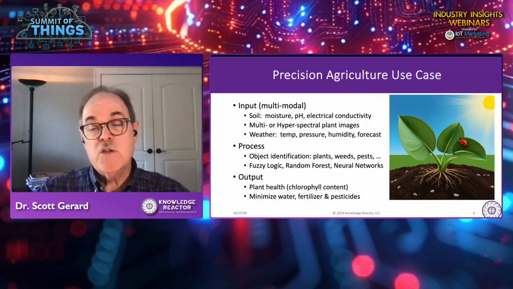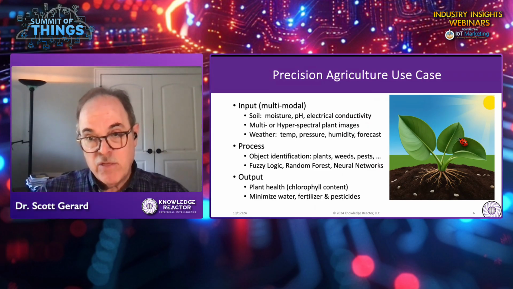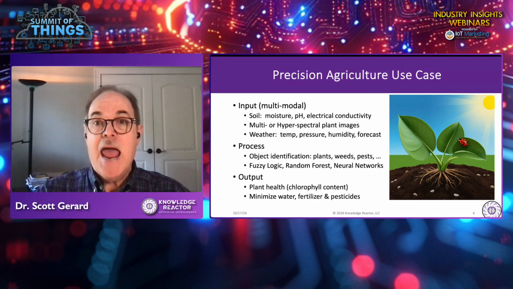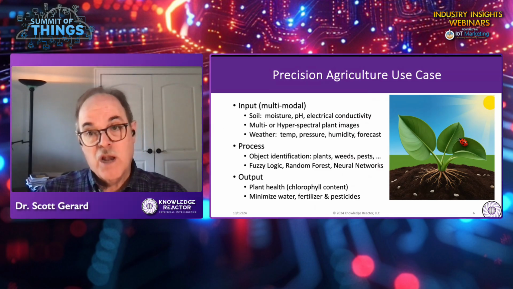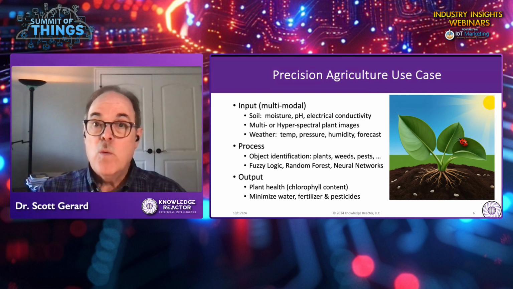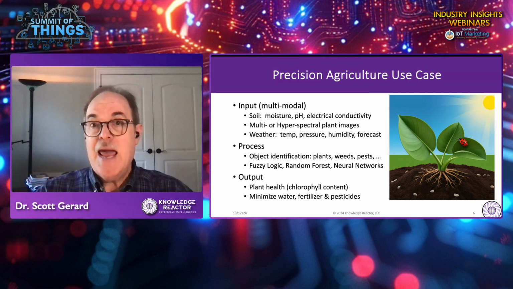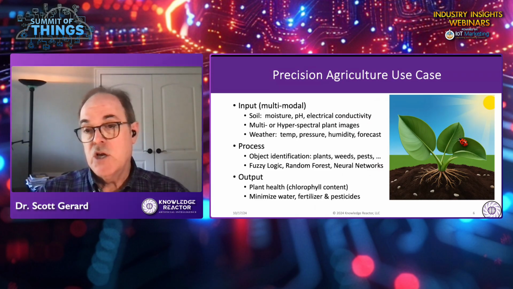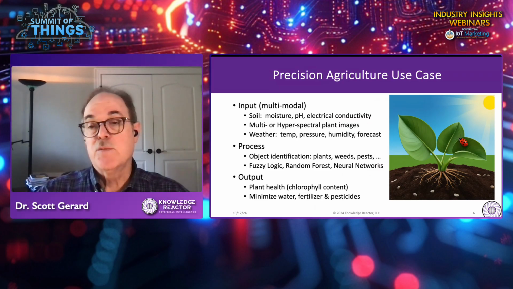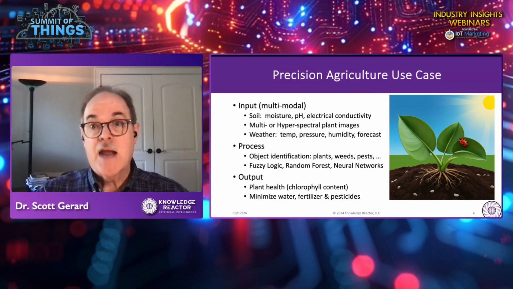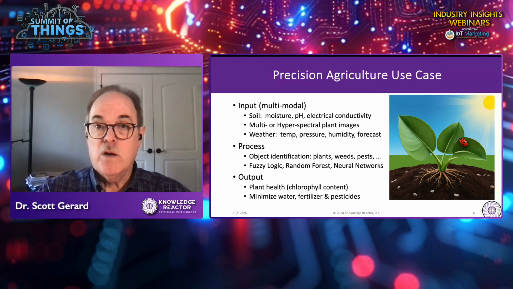But the goal is one of two things. We're trying to figure out how healthy these plants are. And if they're not healthy, do they need more water? Do they need more fertilizer or more pesticides? We only want to apply those to the plants that need them and not apply them to the plants that don't. It's just saving resources, and it's also making it a much more sustainable agricultural system. But again, it's multimodal sensor fusion.